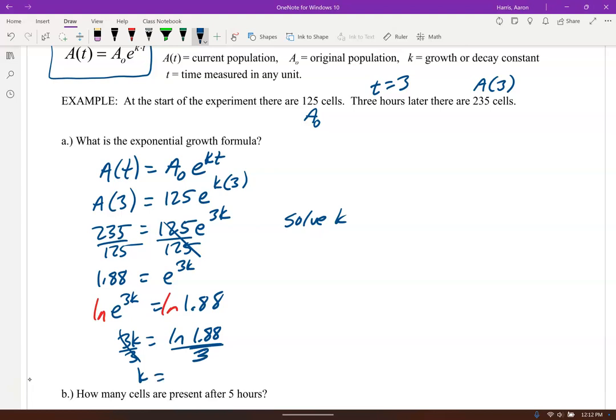So k is 1/3 the natural log of 1.88, or ln of 1.88 all divided by 3. So that's our growth rate. Ln of 1.88 is 0.631. I'm going to divide that by 3. So this is 0.21042392256. That's what your k is.